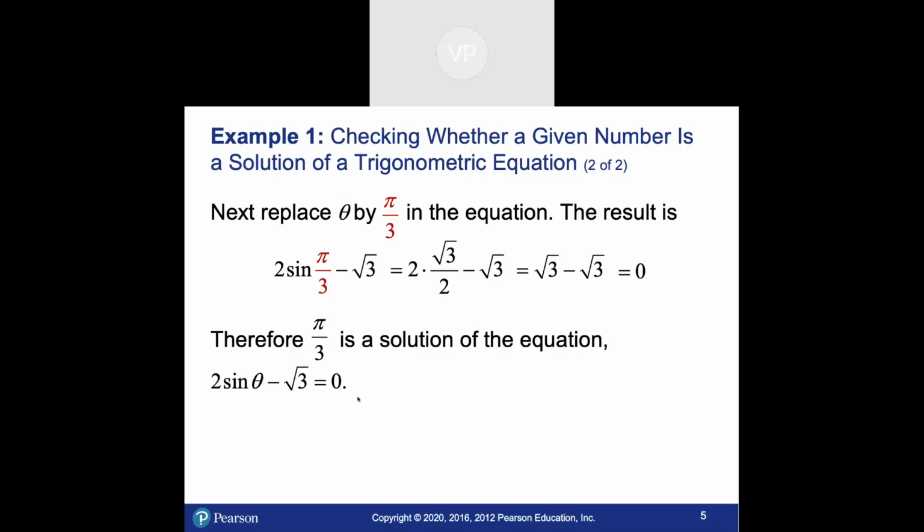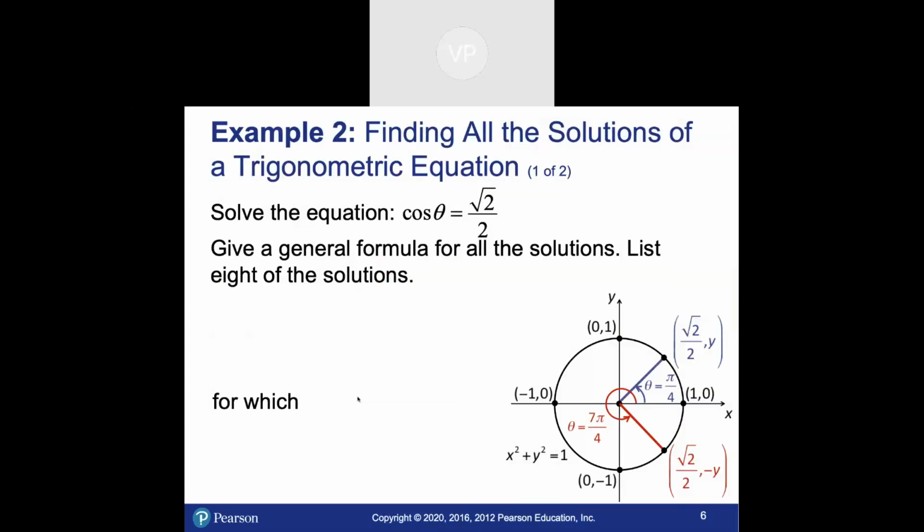You replace every theta with that potential value, that potential solution, to see if it is in fact giving you a true statement. Okay, so now they give you an equation, cosine theta equals root 2 over 2, and they want a general formula for all the solutions. Now, list 8 of the solutions for which it's true.